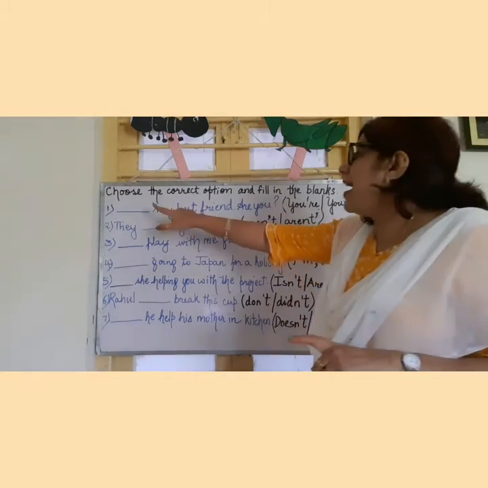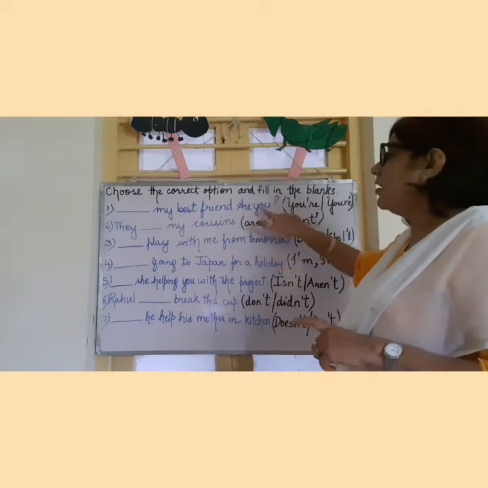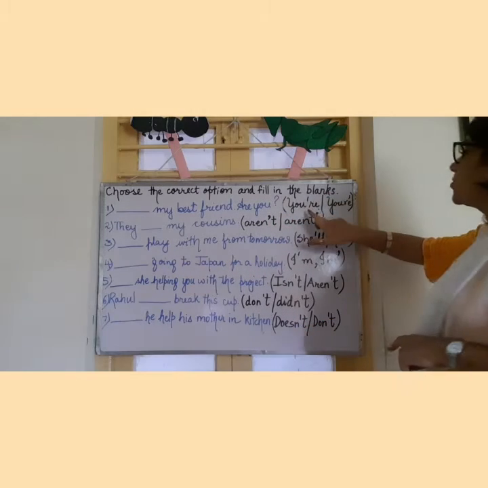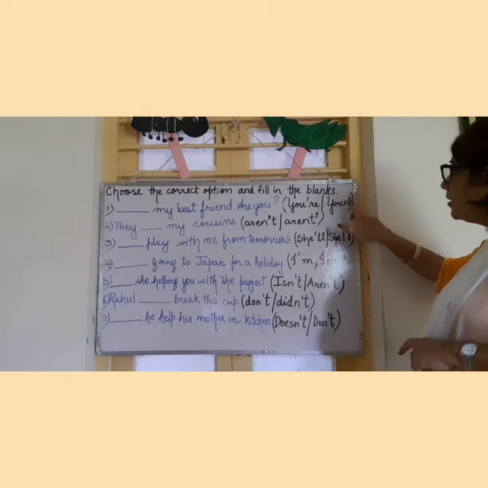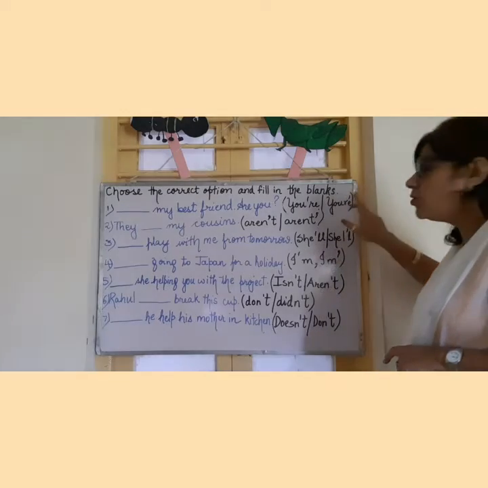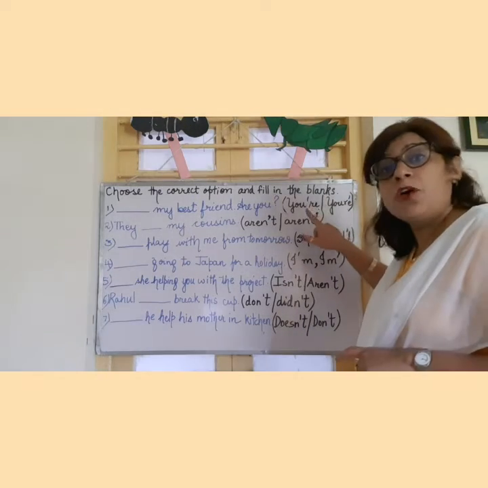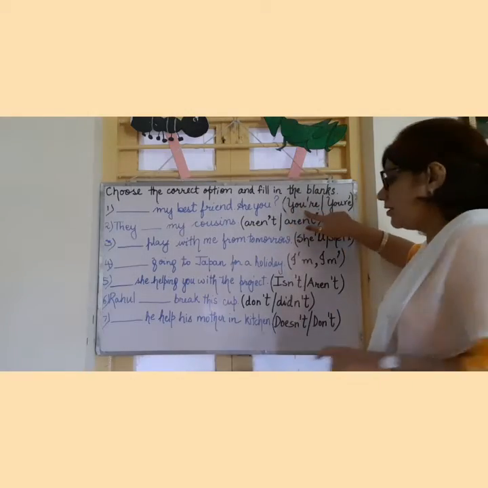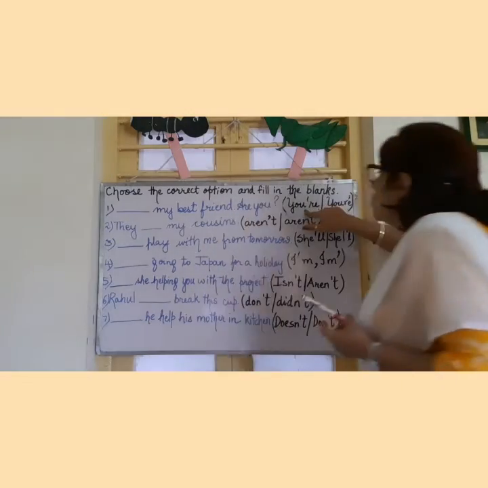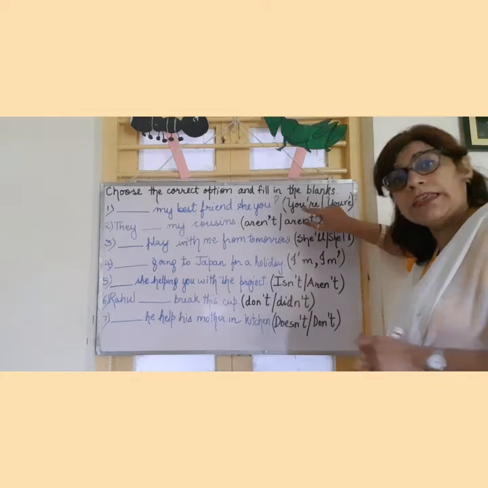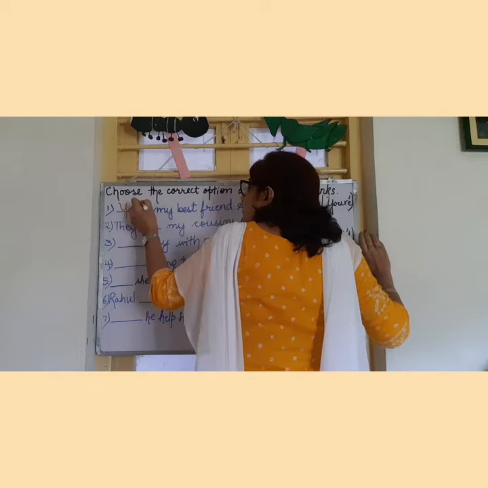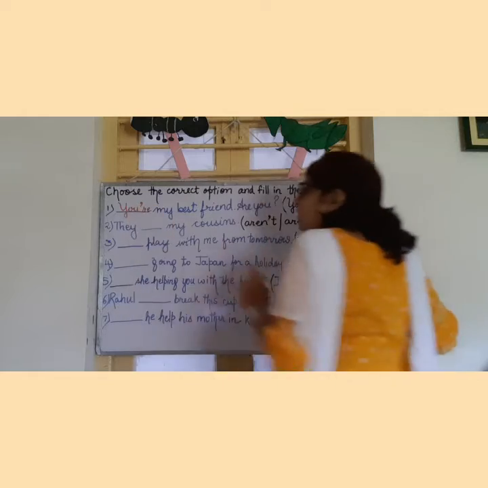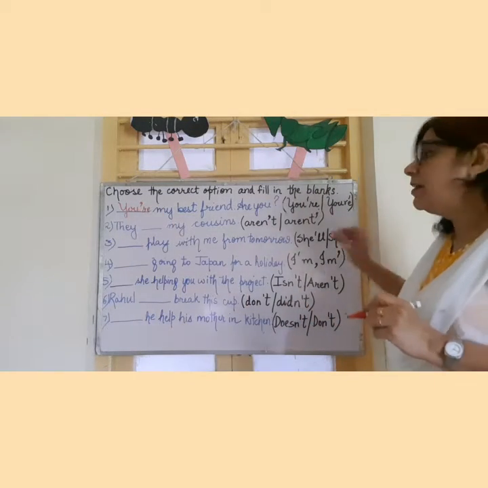Coming to the exercises. First question: dash my best friend. Are you? Here two options are given: you are and your apostrophe E. So here, children, the contracted form of you are is this one. Which is the correct contracted form? You apostrophe R E. So, you're my best friend. Right? This is the correct one.